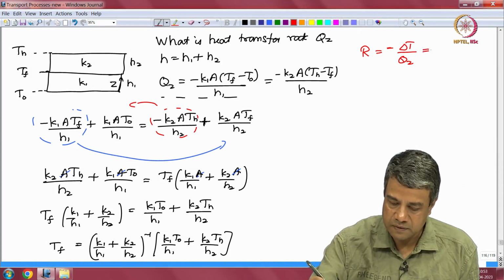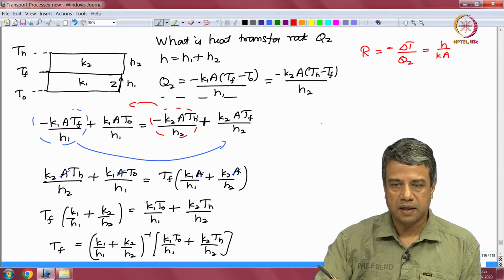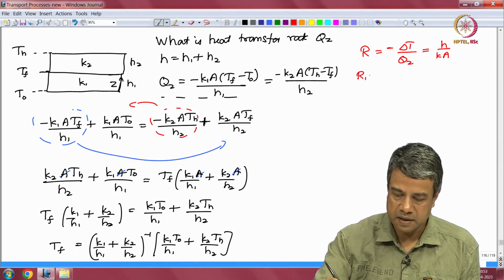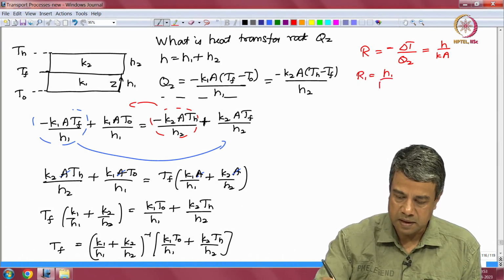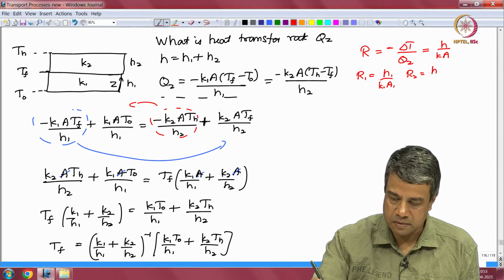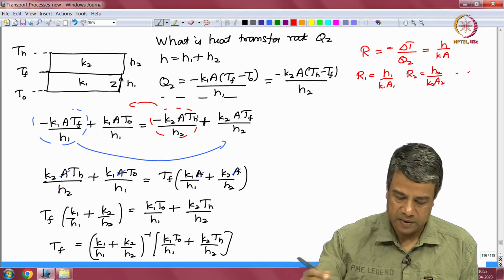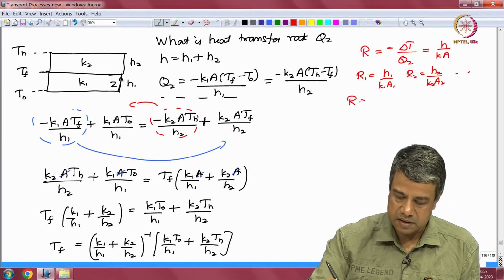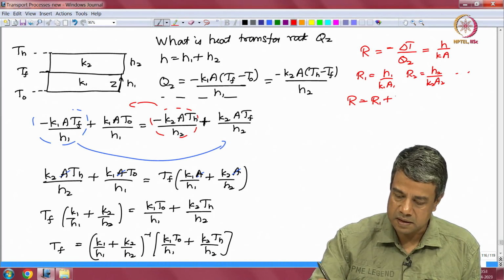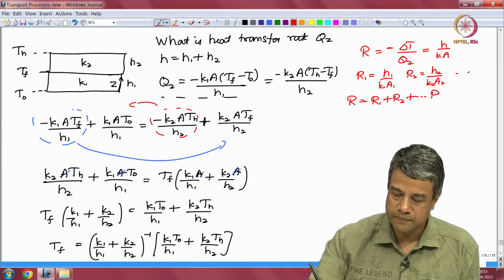From Fourier's law of diffusion, this is also equal to h by Ka. Okay. So, you will have, for example, the resistance of the first slab is equal to h1 by K1 A1. The resistance of the second slab is equal to h2 by K2 A2, etc. And the total resistance is the sum of the resistances in this series calculation, in this series configuration. Okay.